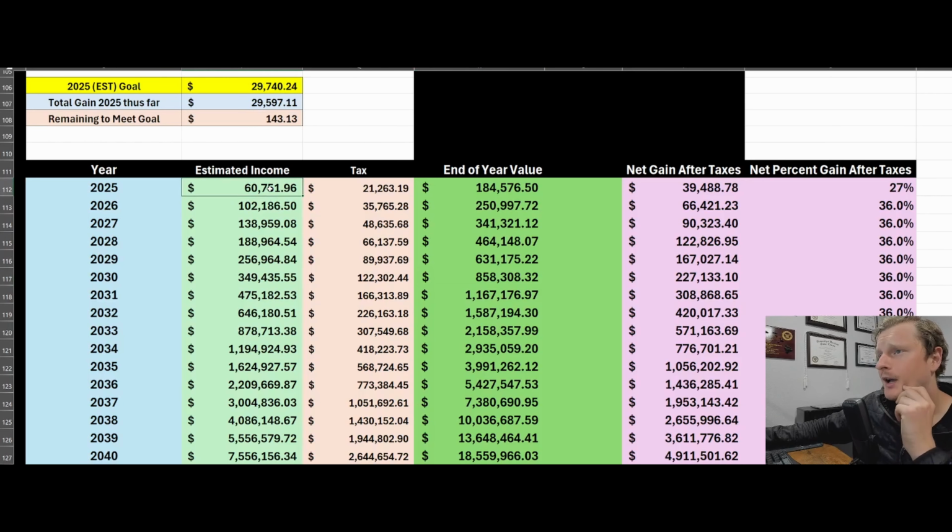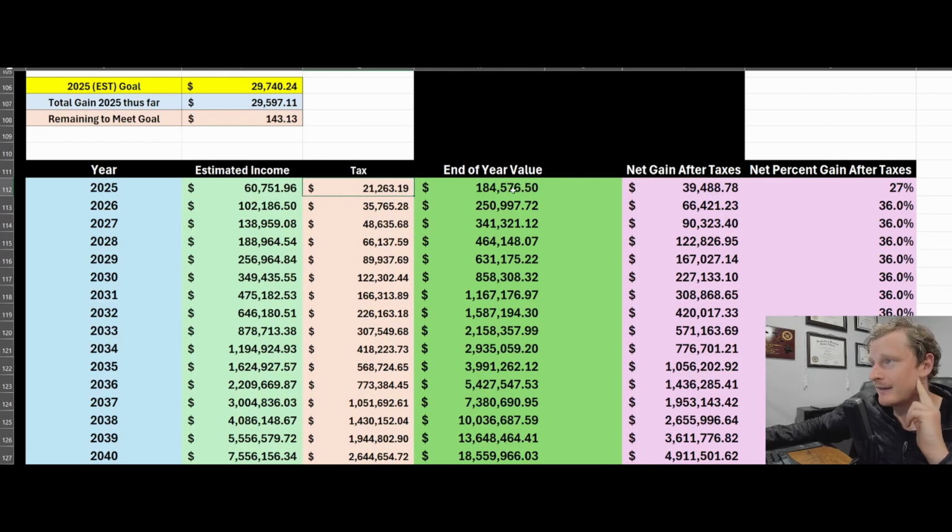So for 2025, I should make somewhere around $60,000, or close to that $59,000 if we just double what I've already made. I should pay about $21,000 in taxes, and we take into consideration taxes and the income I made at the end of the year value. I should have about $84,000 once I pull money out for taxes. If we look at the net gain of my income after taxes, I will be making about $39,000. And if we look at the net gain after taxes, that's about a 27% return.